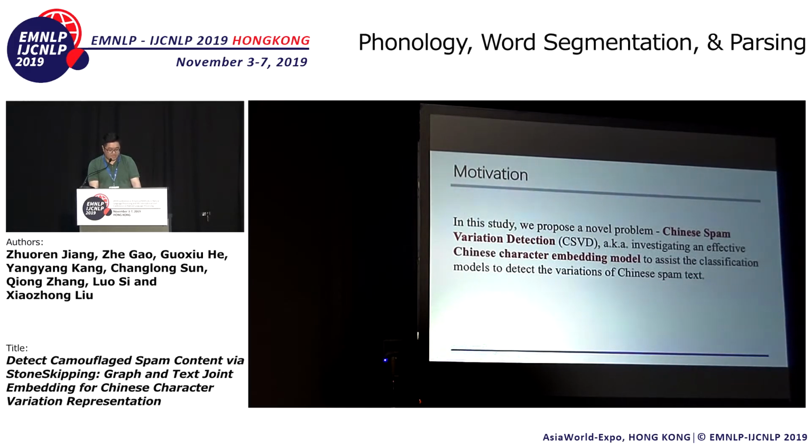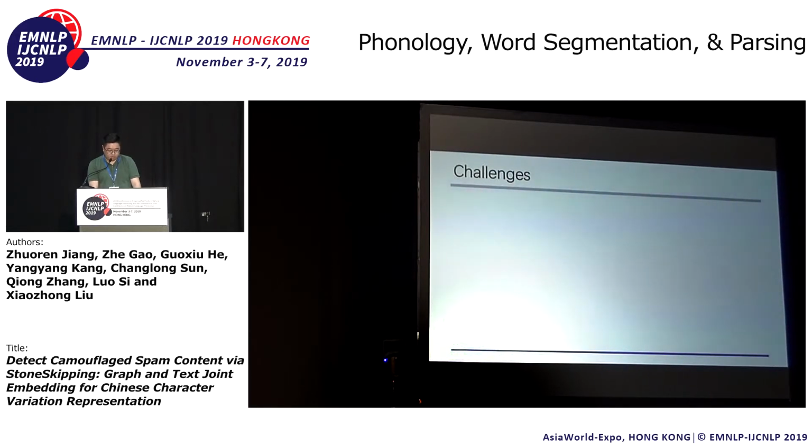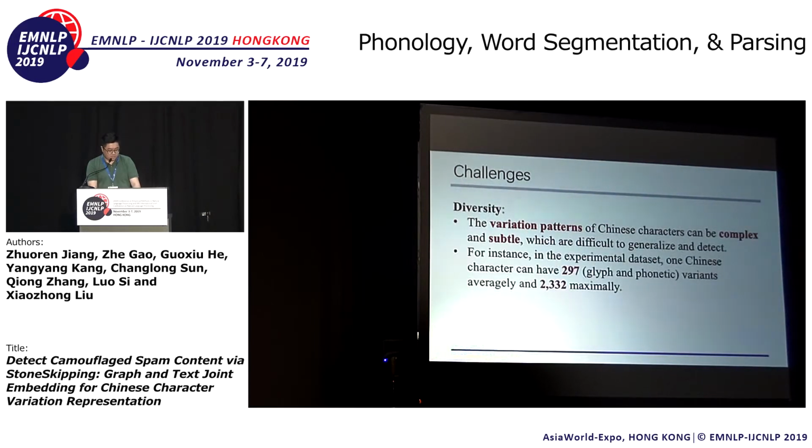That means we are investigating an effective Chinese character embedding model to assist the classification model to detect the variations of Chinese spam texts, which needs to address the following key challenges. The first challenge is diversity. The variation patterns of Chinese characters can be complex and subtle, which are difficult to generalize and detect. For instance, in the experimental dataset, one Chinese character can have almost 300 variants on average and more than 2,000 maximally. So the existing keyword-based spam detection approach can hardly address this problem.